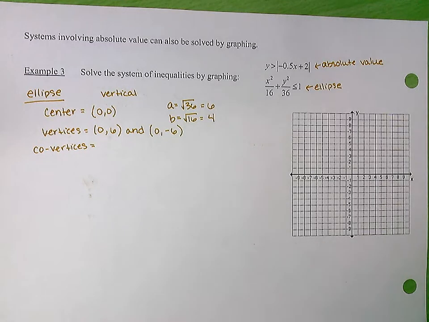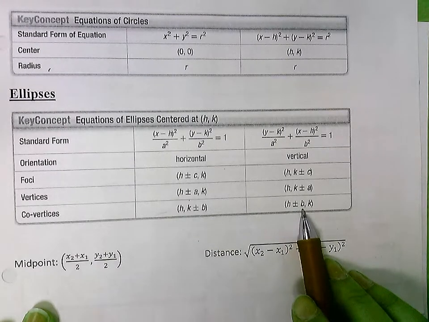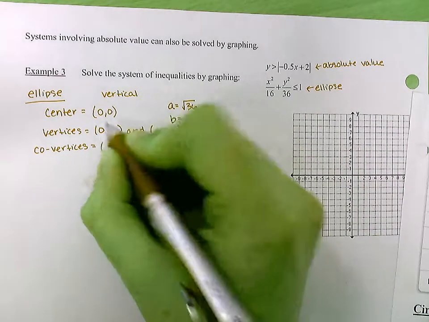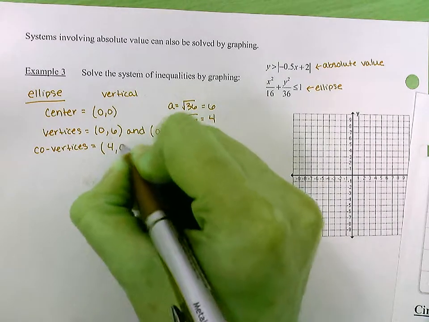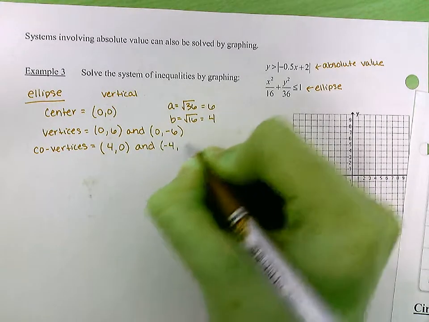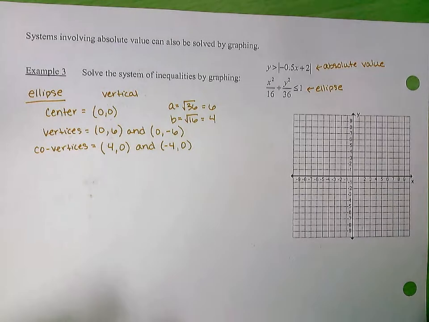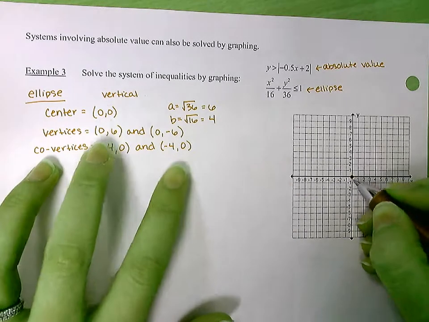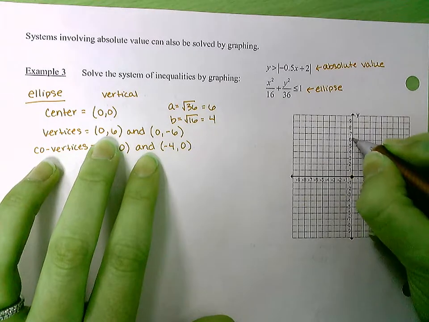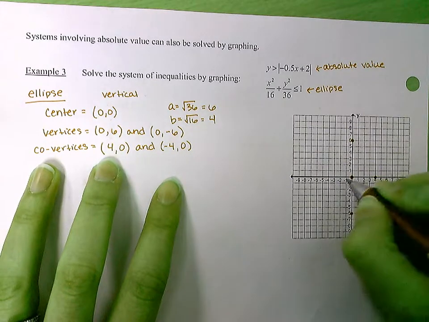Our co-vertices, I want everybody to get this written down. Co-vertices for vertical, we're going to take our h value and add and subtract our b value that we found. So our h value is 0, add our b, which is 4, and keep k the same. And then subtract 4, so we get negative 4, and keep k the same from our center. Okay, that's all I need to graph an ellipse. So I can plot my center point. I can plot my vertices, so 0, 6, and 0, negative 6. And then my co-vertices, 4, 0, and negative 4, 0.